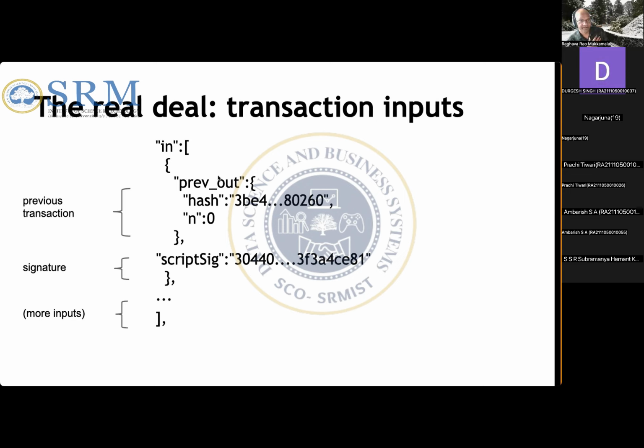Each input contains some information. Now we are unpacking the inputs. Remember, we need to give the pointer to where the coin has come from. So this is the previous out. Basically, this is the pointer to the previous transaction where we got the coin. So the hash value of the transaction ID and the serial number of the coin.